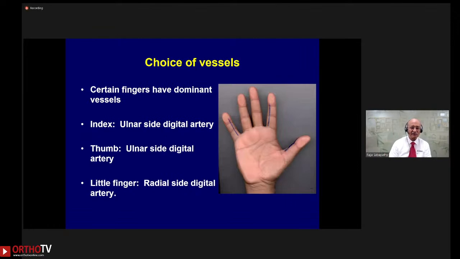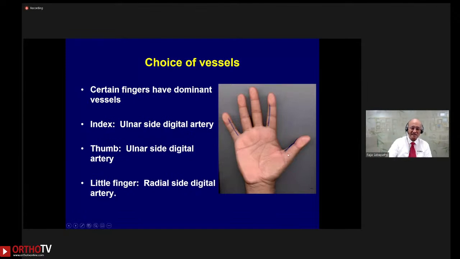When you do digital replant, are there any preferential vessels? Yes, there are preferential vessels. If you read the anatomy, you will find that the vessels on the non-border sides are the bigger vessels. For the thumb, the dominant vessel will be the ulnar side distal artery. For the index, again, it is the ulnar side. And for the little finger, it is on the radial side. So if you are going to replant a thumb, you will preferentially look for the ulnar side distal artery because the caliber is bigger and it is easier to do.